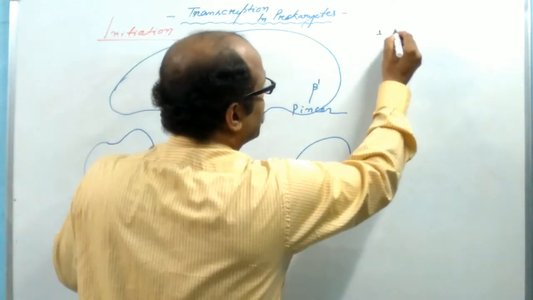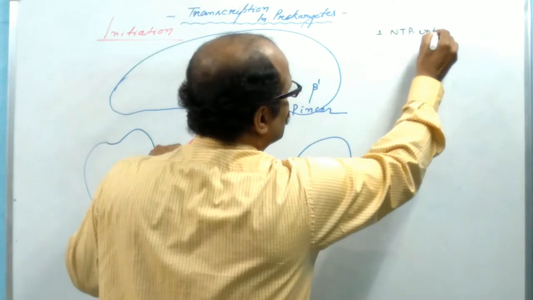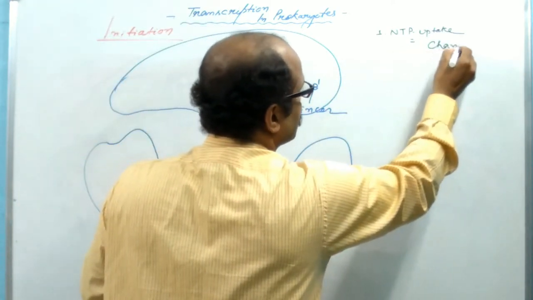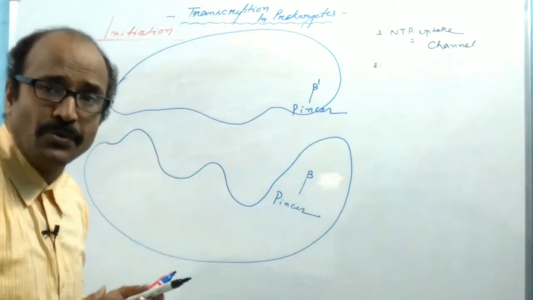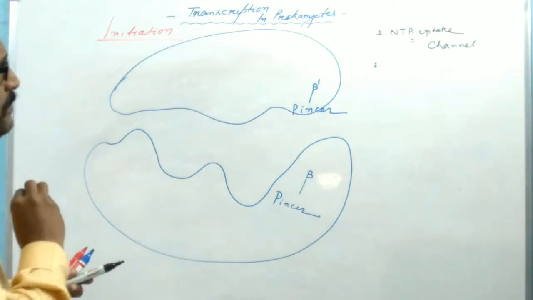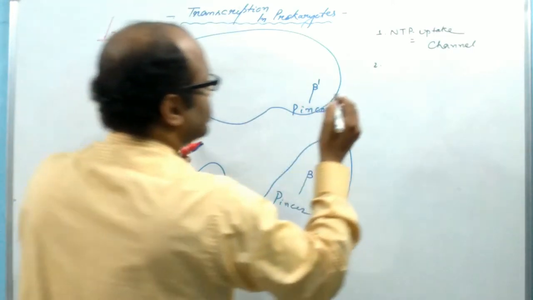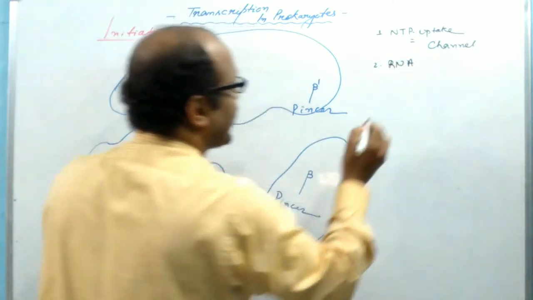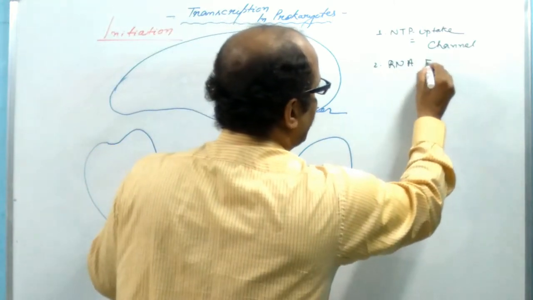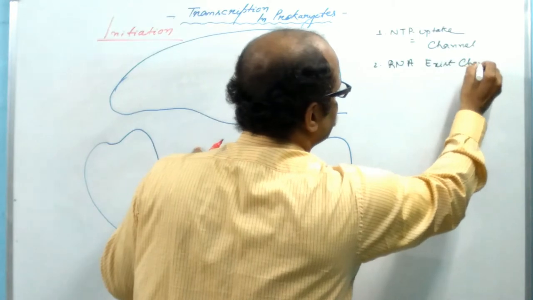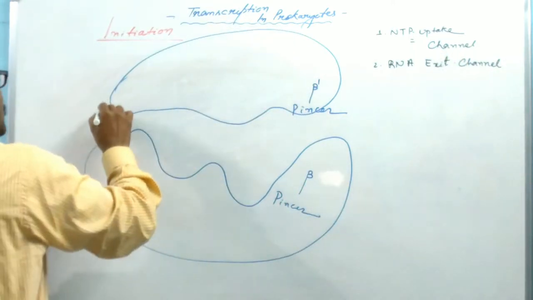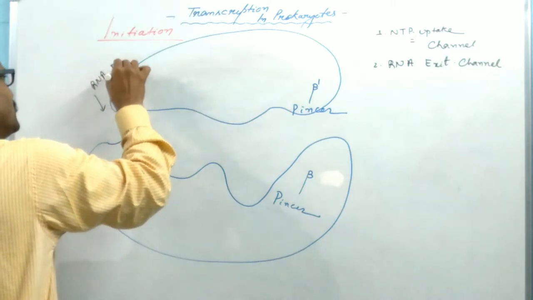So one channel is the ribonucleotide triphosphate uptake channel, which is not shown here. And through this channel, the entering of ribonucleotide triphosphate takes place to the active site. Suppose that this is the active clip or the active site. The other is that the newly synthesized RNA leaves the RNA polymerase enzyme through a channel known as the RNA exit channel. So suppose that this is the RNA exit channel.